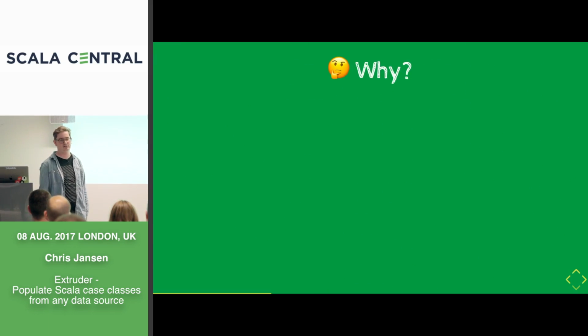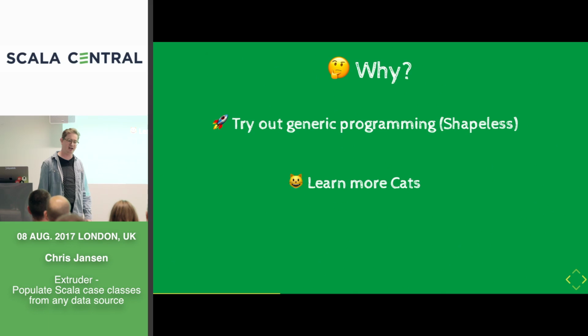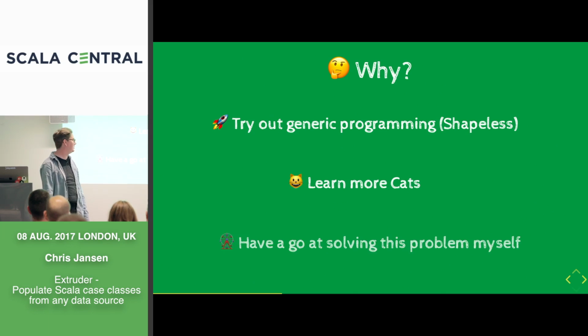So why did I do this to myself? Well, I wanted to try out generic programming with Shapeless and give it a bit of a go. I wanted to learn a bit more about cats. And I wanted to remake the wheel, because, you know, it's always fun. So that's it, really. So moving on.